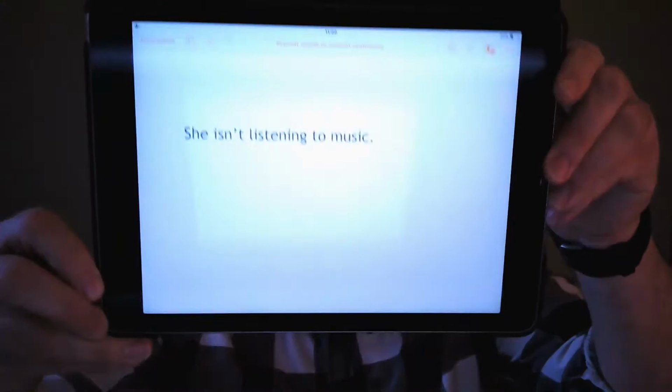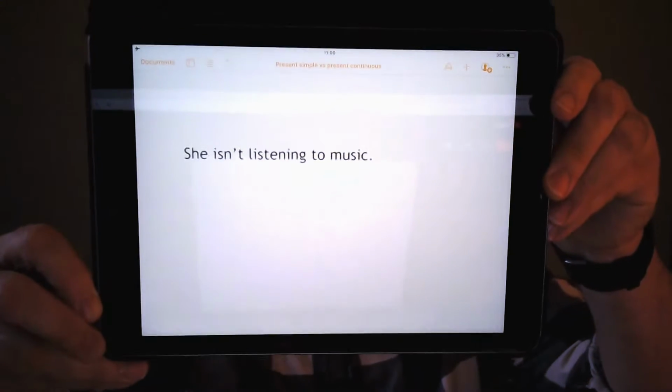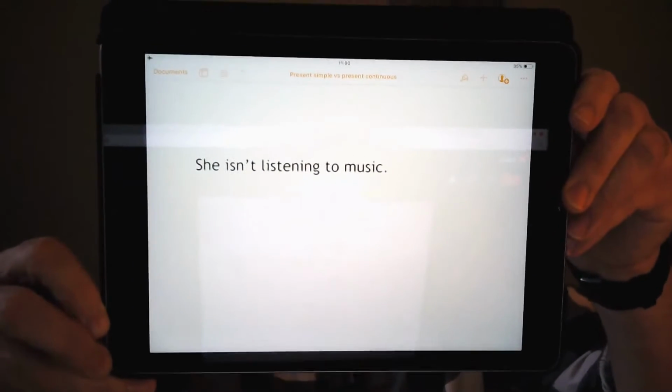So, positive sentence in present continuous: she's listening to music. Negative: she isn't listening to music. Okay, so all we had to do to make this negative is introduce not. She is listening to music. She is not listening to music.